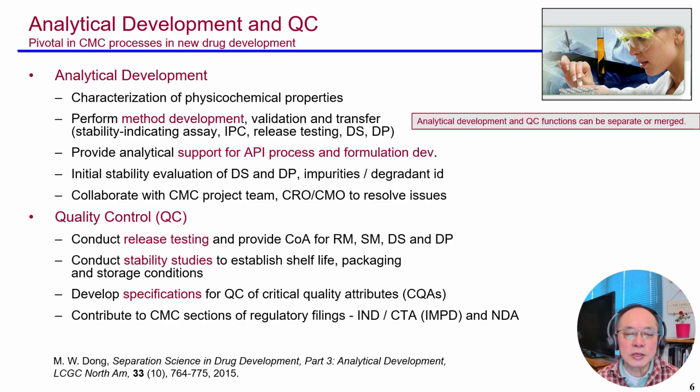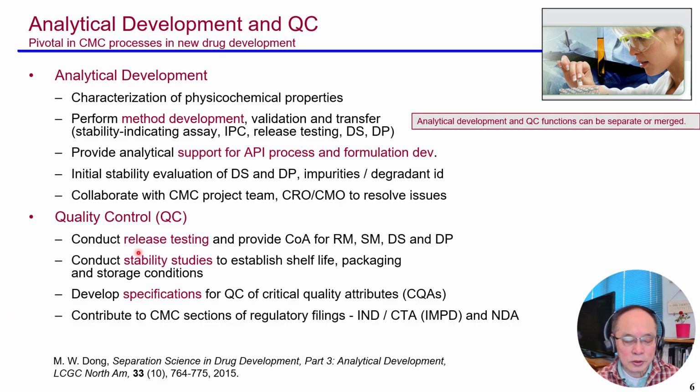Analytical chemistry and QC are pivotal in the CMC processes in new drug development, and here are their function and responsibility. Analytical development: characterization of the physical chemical property, perform method development, validation, and transfer for the various methods, provide analytical support for the API process and formulation development, initiate stability evaluation of drug substance or drug products, and collaborate with the CMC project team and also external CRO or CMO to resolve issues.